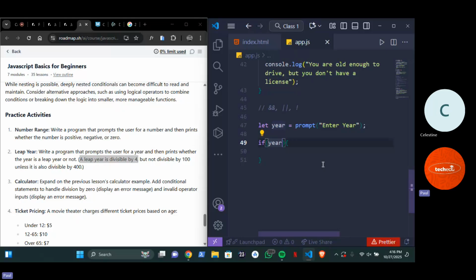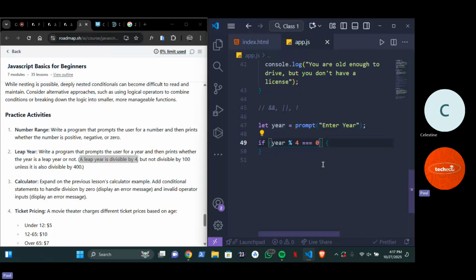Modulus, right? Good. That means you can say if year modulus 4. If you divide something by 4, that's the modulus. Divide something by 4, what remainder will it give you? If that remainder is equal to 0, you understand? You're trying to check if that remainder equals 0. You can say if year modulus 4 equals 0.